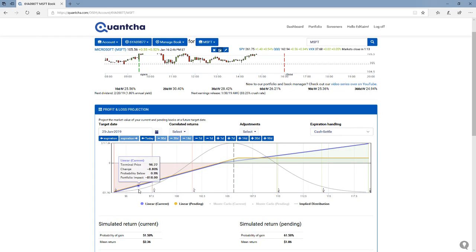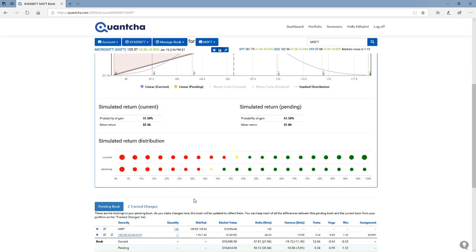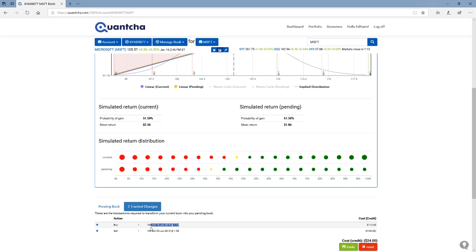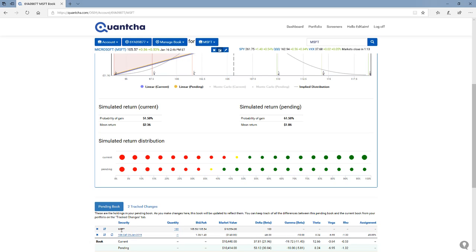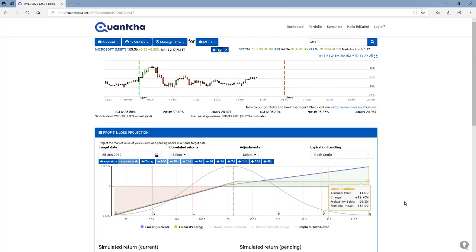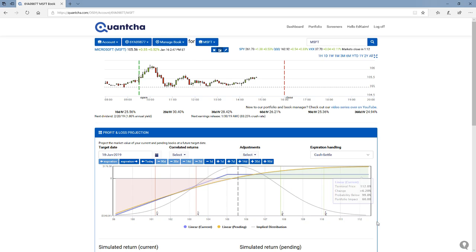So this is the P&L payoff. And this is a good thing to point out here. What we're comparing here is two books. One is a book where we've got stock and this old option that we're currently holding, this 105 call for the 18th, and we're comparing it against the pending book, which is our current stock with a 106 call for the 25th. Now those are across different expirations. So if we come back to the first expiration, this is the P&L we'd expect.